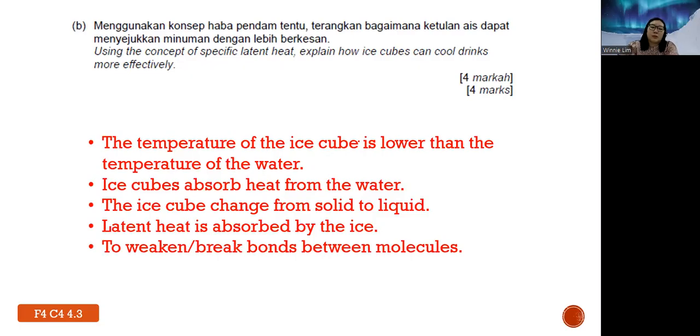See, the ice cube absorbs heat. And then what happened? The ice cube changes its state from solid to liquid, or you can say the ice cube melts. You can use this term also. Okay, and the heat that is absorbed is called latent heat. And what is the function of this heat? Used to break the bond or overcome the forces of attraction between the particles. Then you get 4 marks. And you can write in point form.